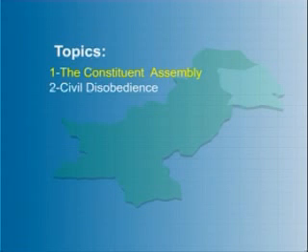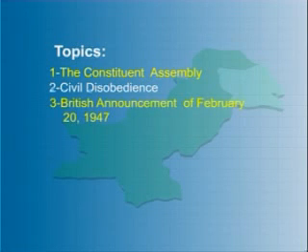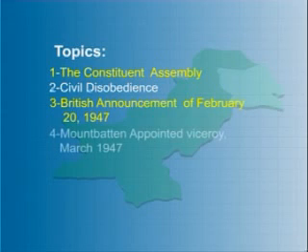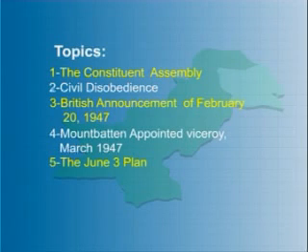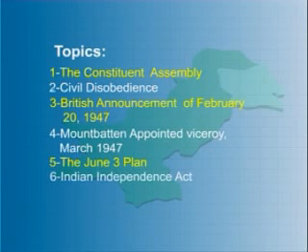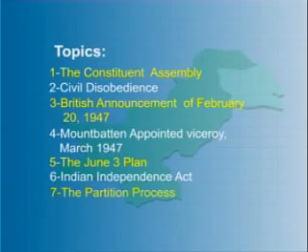2, civil disobedience movement in the beginning of 1947; 3, the British announcement of February 20th, 1947; 4, Mountbatten's appointment as the last Viceroy of India; 5, the June 3rd Plan; 6, the Indian Independence Act of July 1947; and the last and the 7th is the partition process.